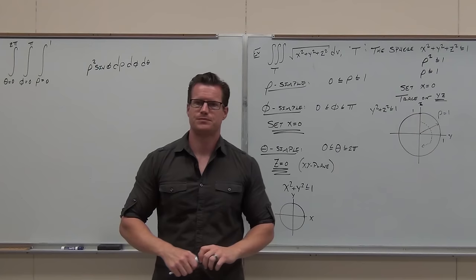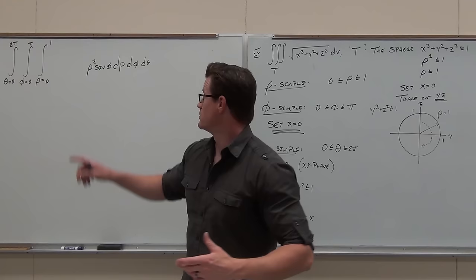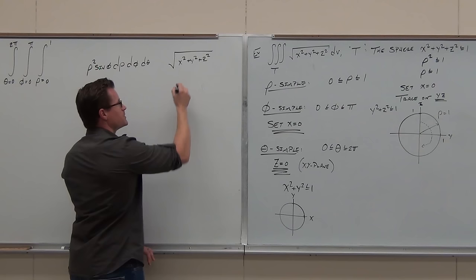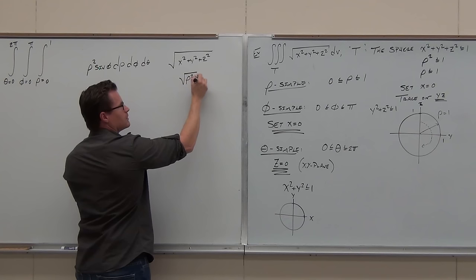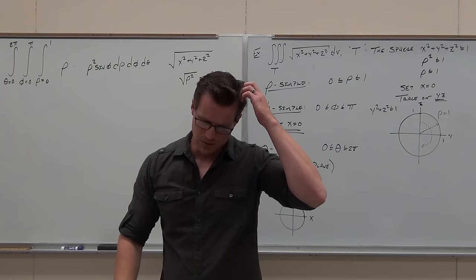This is why I think it's easier in cylindrical. There's no guesswork. You have to change everything. You never, ever leave a variable. They all change. So when you have x squared plus y squared plus z squared, you change literally everything. This becomes the square root of what? Rho squared, which is rho. We get another rho. You're always going to have at least a rho squared. So let's do this one.